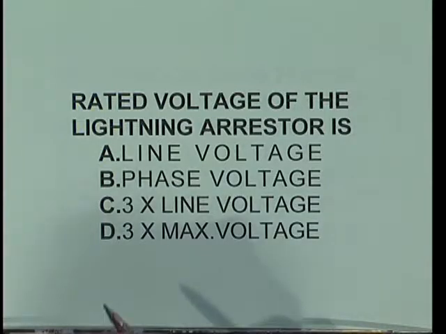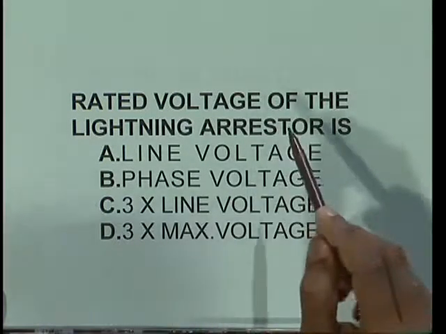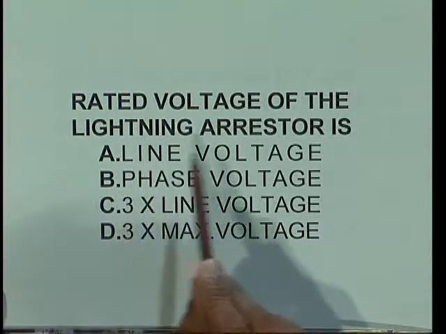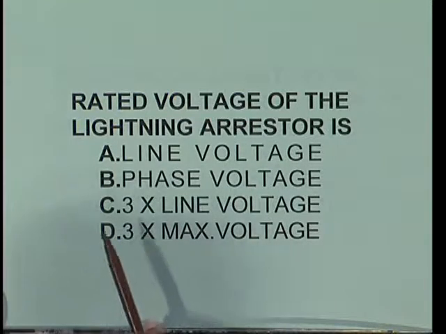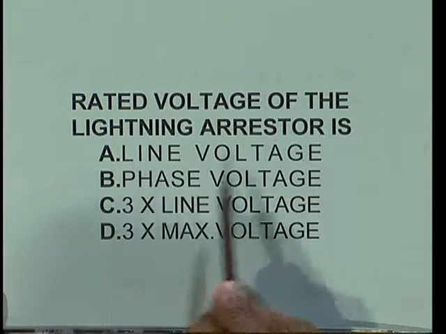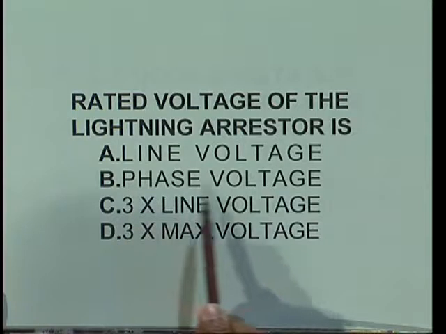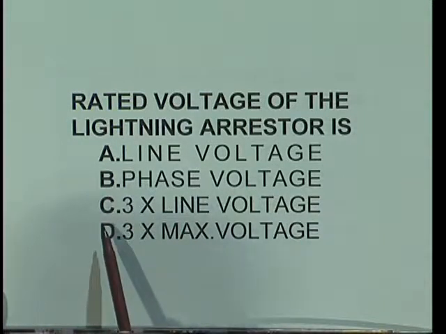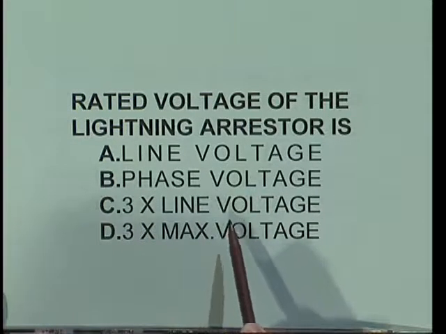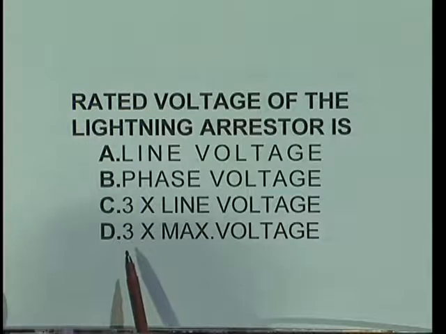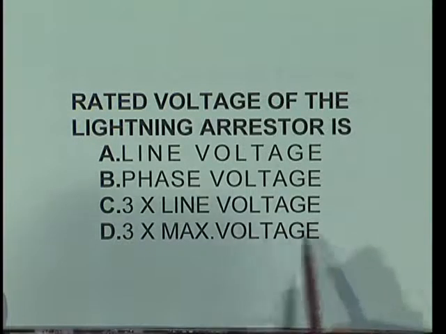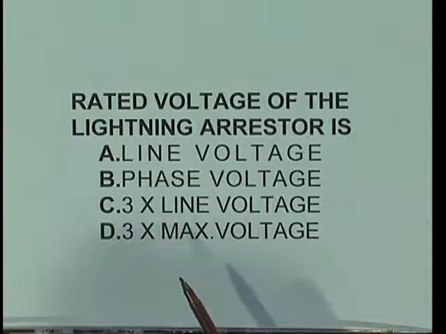And next one is: rated voltage of the lightning arrestor is A. line voltage, B. phase voltage, C. 3 into line voltage, D. 3 into maximum voltage. So the lightning arrestor is connected between line and earth.